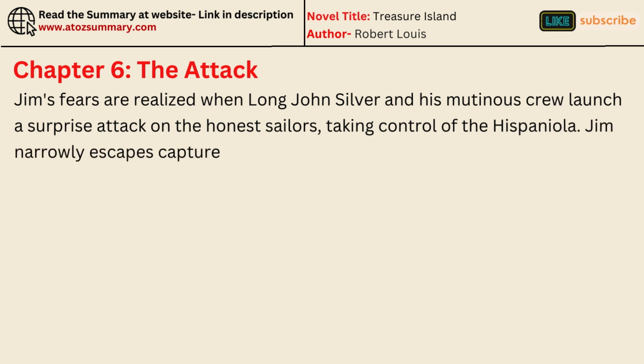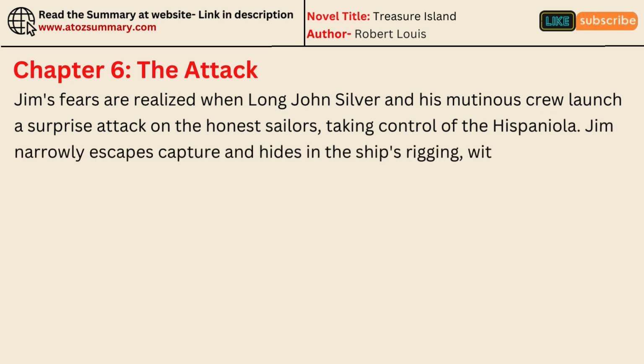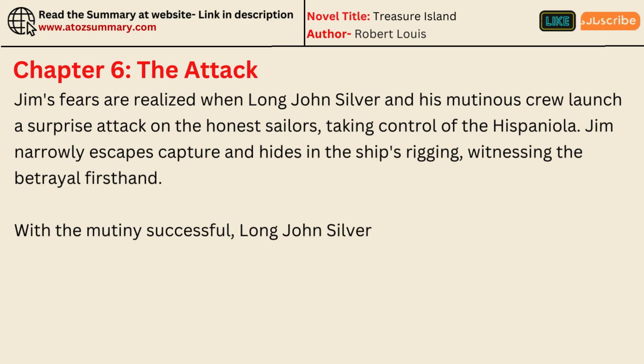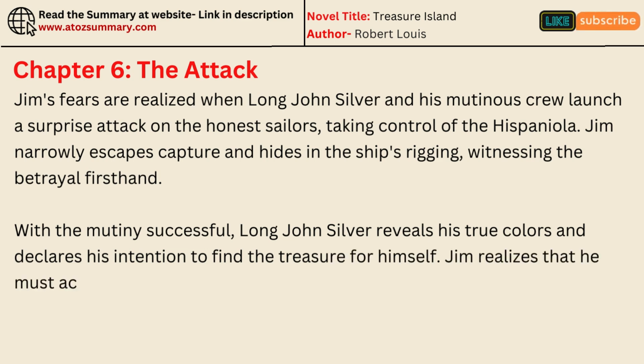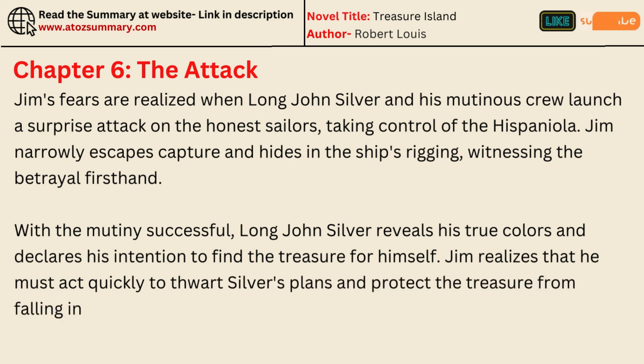Jim narrowly escapes capture and hides in the ship's rigging, witnessing the betrayal firsthand. With the mutiny successful, Long John Silver reveals his true colors and declares his intention to find the treasure for himself. Jim realizes that he must act quickly to thwart Silver's plans and protect the treasure from falling into the wrong hands.